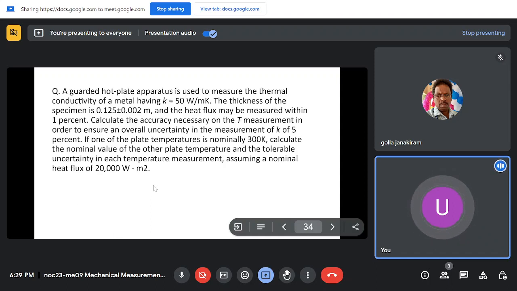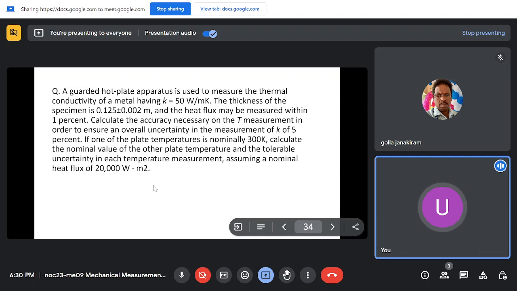So the next question is, we have a guarded hot plate apparatus which is used to measure the thermal conductivity of a metal having a thermal conductivity of 50 watt per meter Kelvin, and the thickness of the specimen is 0.125 plus or minus 0.002 meter. So thickness is given, thermal conductivity is given, and the heat flux may be measured within 1%. So the uncertainty of heat flux measurement is 1%.